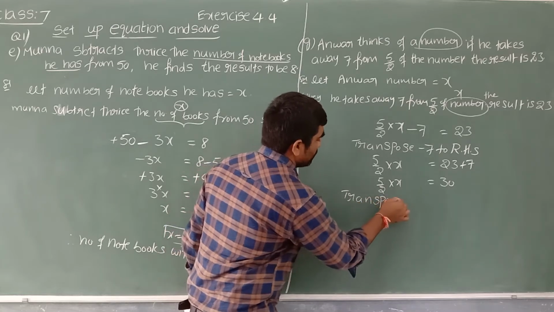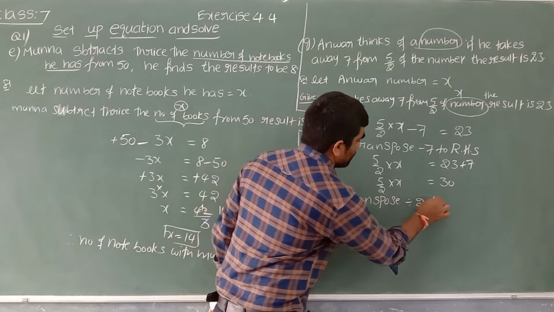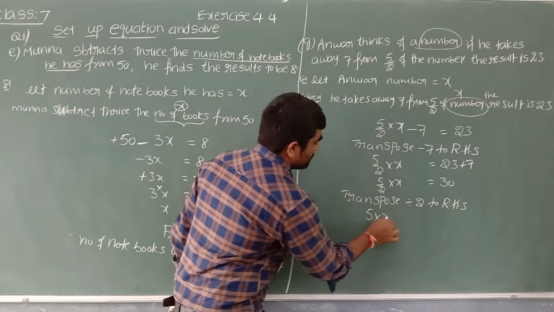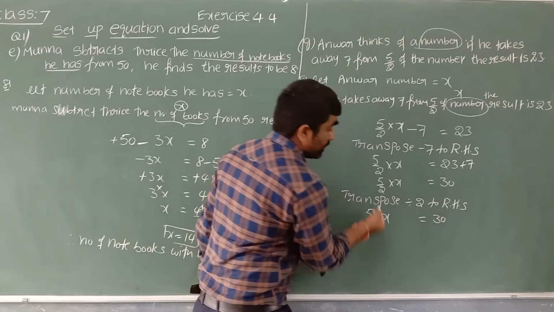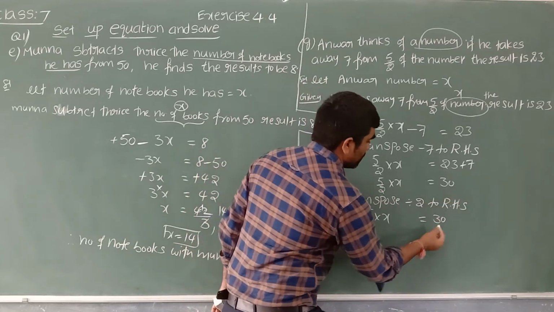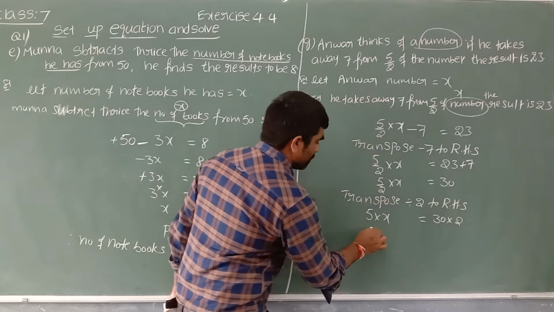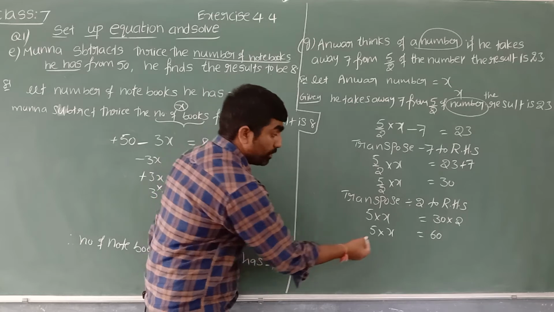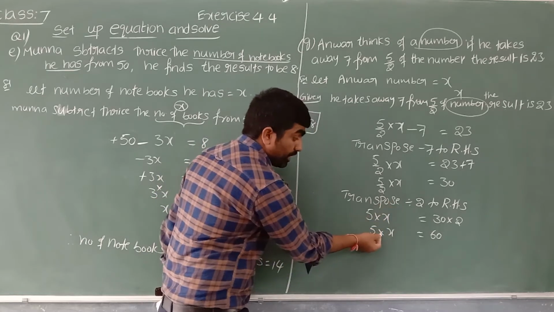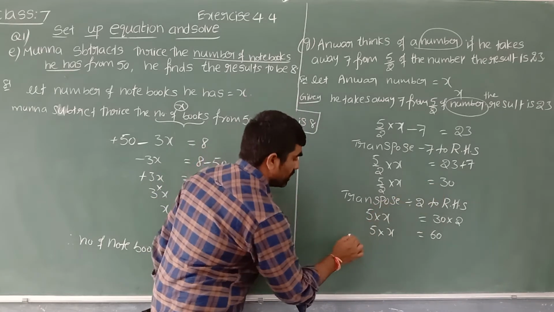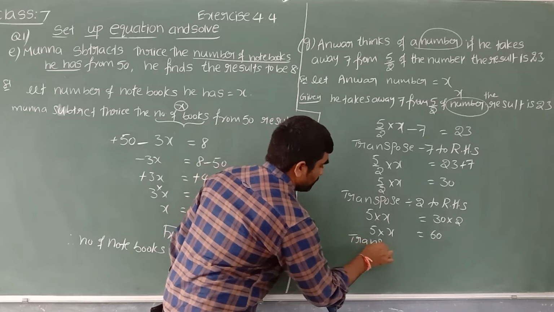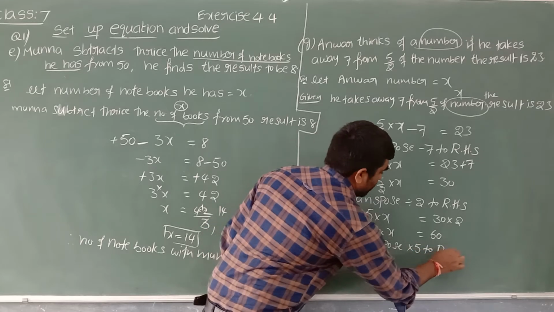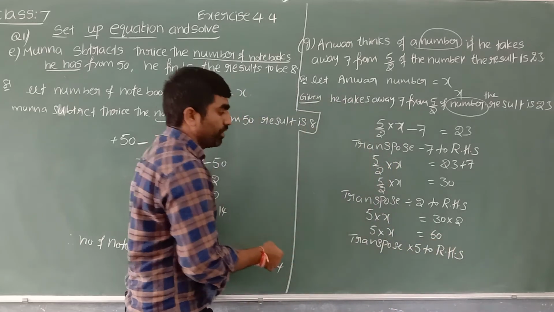Transpose division 2 to the RHS. So 5 into x is equal to 30. If I transpose division to the RHS, it becomes multiplication. So 5 into x is equal to 30 into 2, 60. Now to make x separate, we have to transpose into 5 to the RHS. Transpose into 5 to the RHS, right hand side, so that we can make x alone.